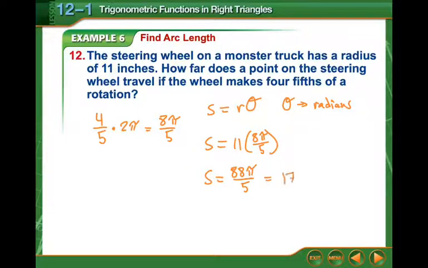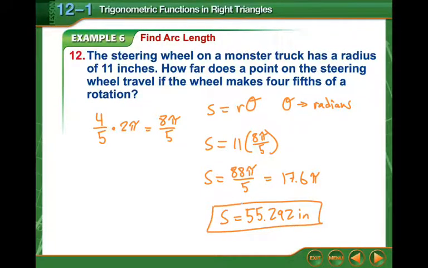Or 17.6 pi. And it doesn't tell us how to round it, but we'll go ahead and round it to the nearest thousandth because that's what I like to do. So 55.292 inches. There you go.